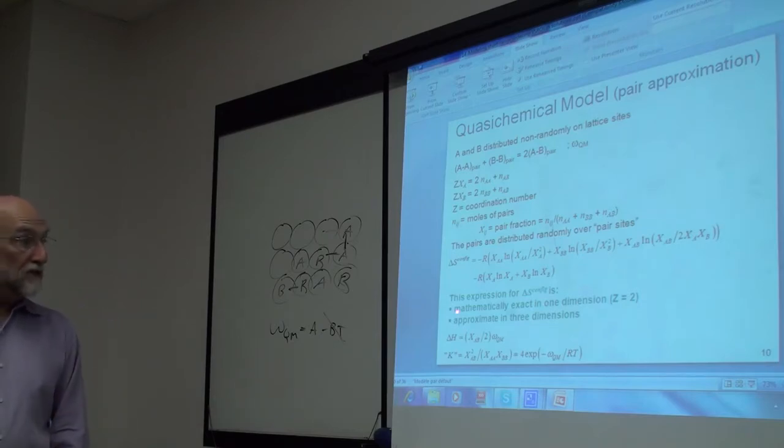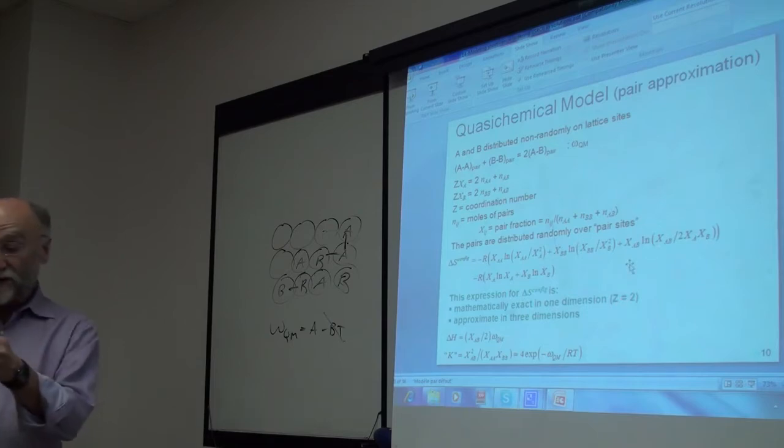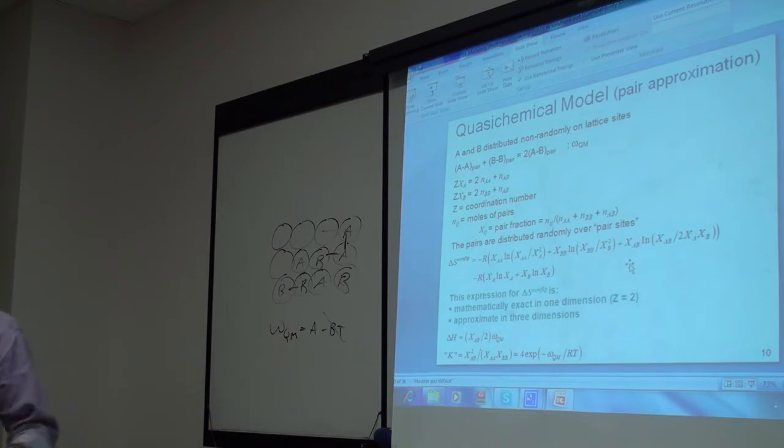Okay, but I say that this is mathematically exact in one dimension. It is not an approximation for a one-dimensional lattice, which is a string of atoms, a necklace. It is exact. I'll show you that in a couple of minutes. And in 3 dimensions, it's approximate. Again, we do the heat of mixing as XAB over 2 times omega quasi-chemical. The 2, I'll show you why that's there in a minute.